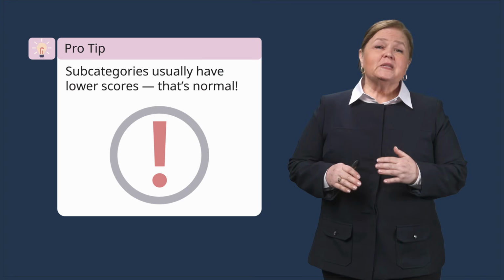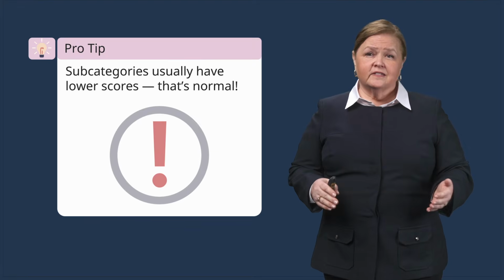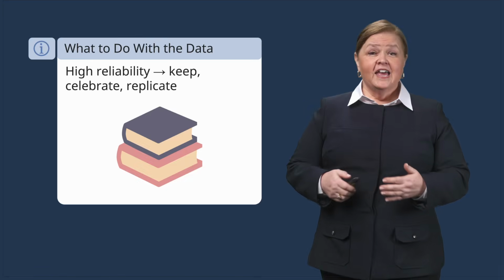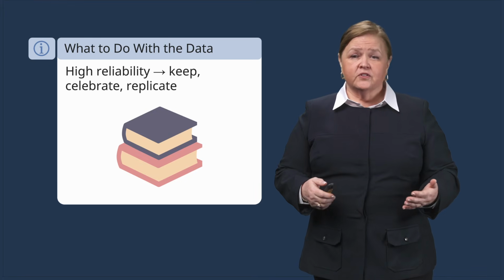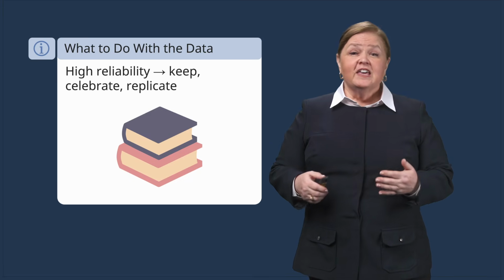Now remember, it's completely normal for subcategories to have lower reliability than the total test. That's because reliability tends to increase with more questions, so don't worry if your subcategories aren't all in the excellent range. For high reliability sections above 0.8, you need to celebrate. This tells you these questions are working well together. And I want you to be sure to consider what makes these sections strong when you're writing future questions.